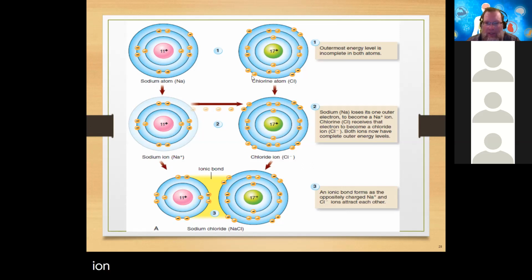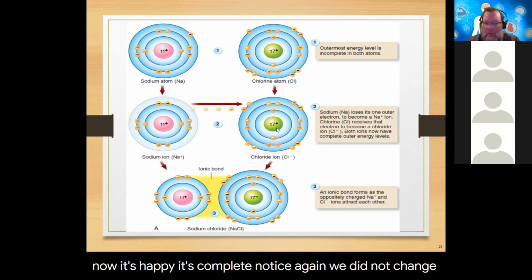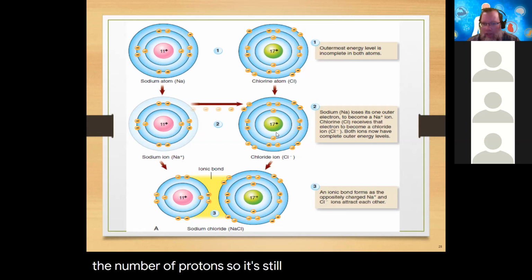Chloride ion had 7 in its outer shell. It just received the 8th. So now it's happy. It's complete. Notice again, we did not change the number of protons, so it's still chlorine. But instead of a chlorine atom, we now have what we call a chloride ion. It's a negative charge. It just means it was lacking. It was in the negative, but we gave it more negativity, right?